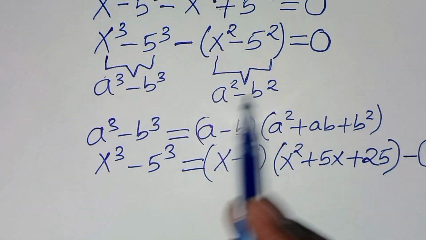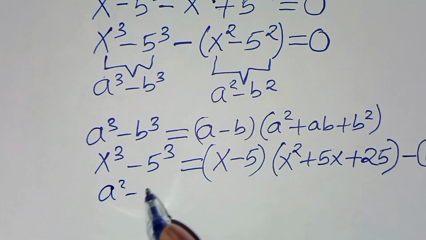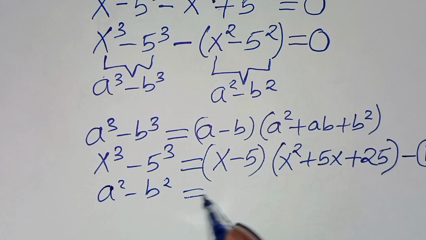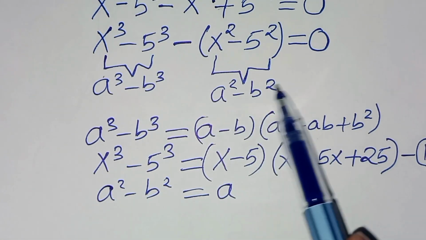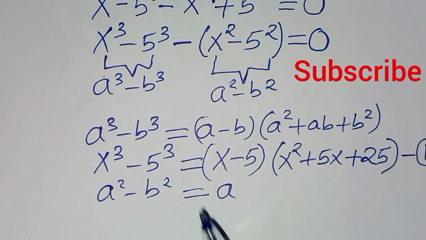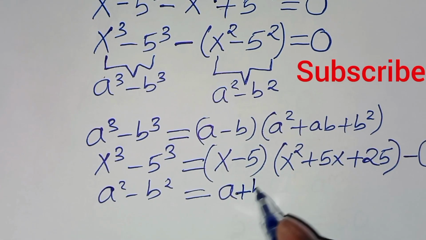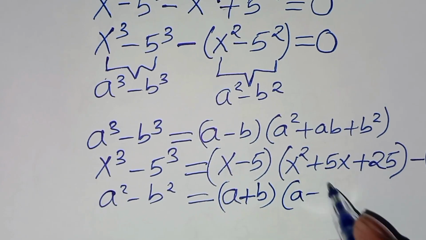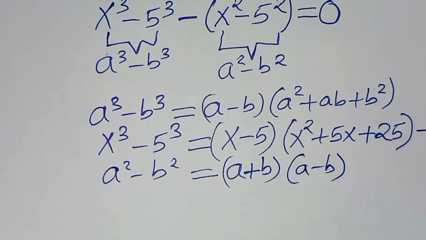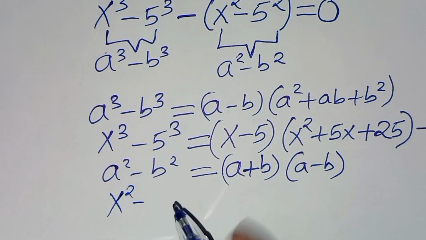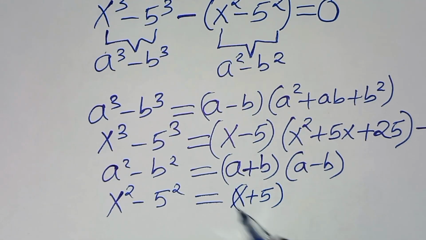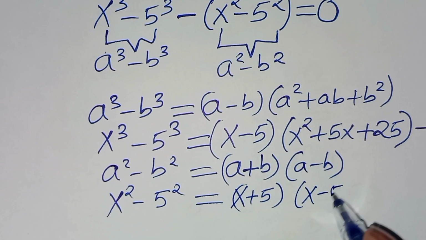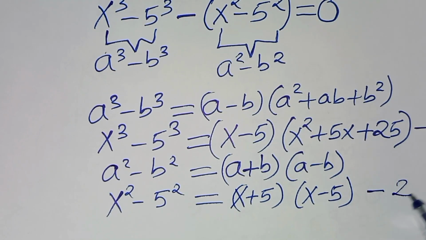And then we have the second part, which is a squared minus b squared, which we can express as a plus b, a minus b. So in this case, we have x squared minus 5 squared. This is the same thing as x plus 5, x minus 5. Let's call this equation 2.